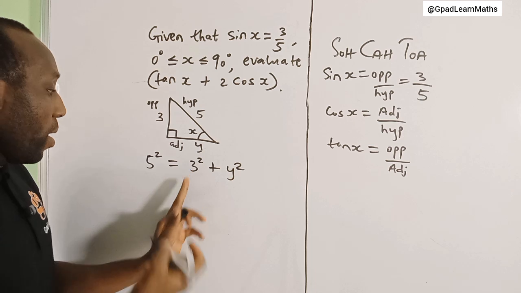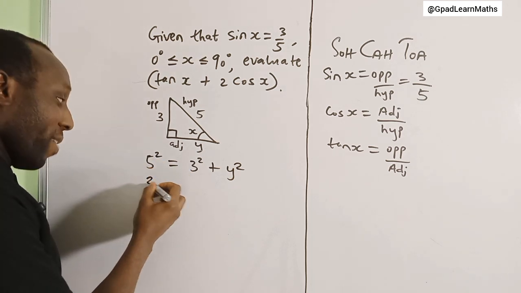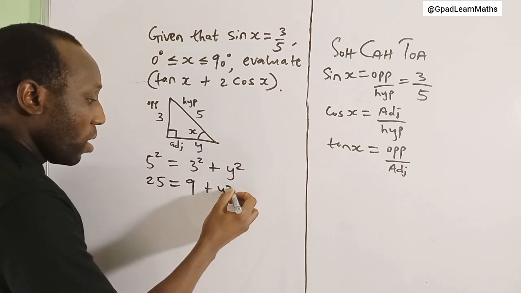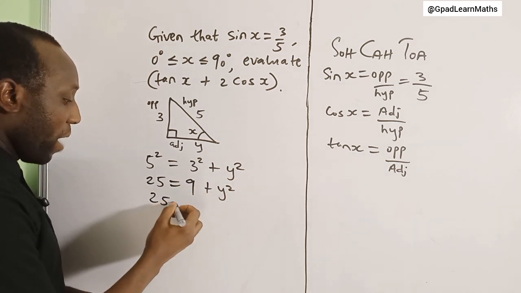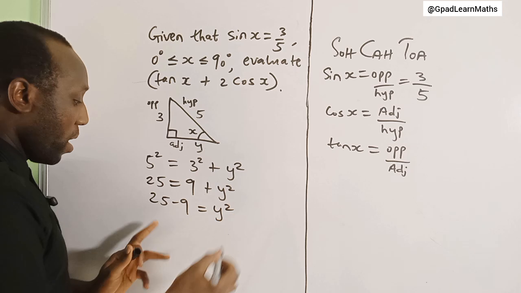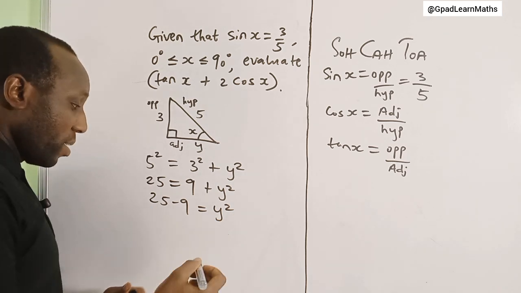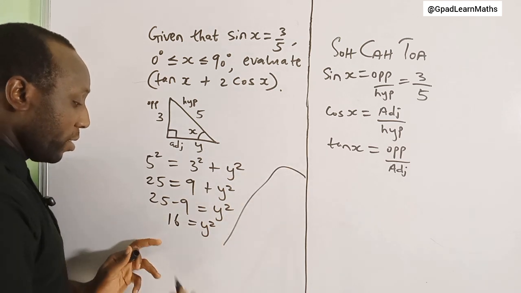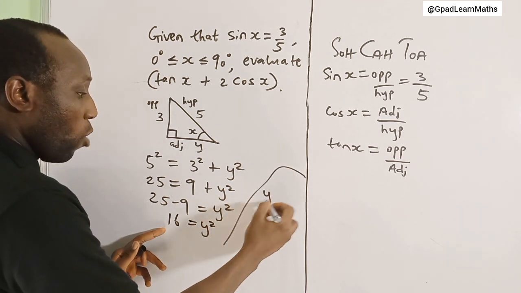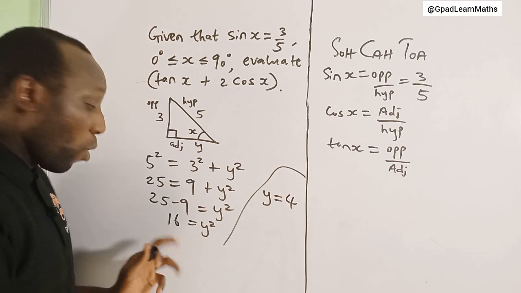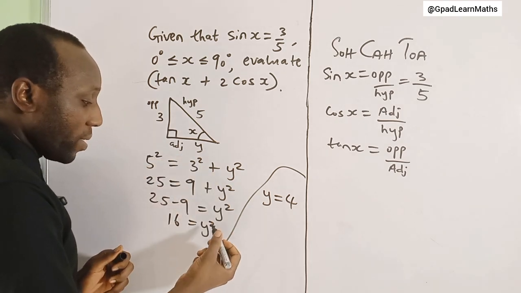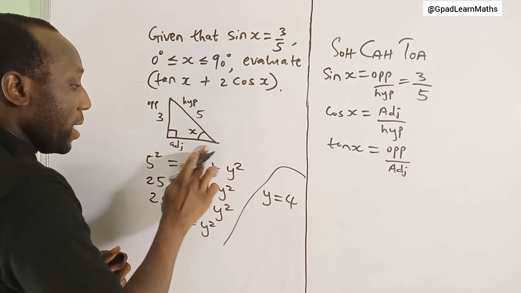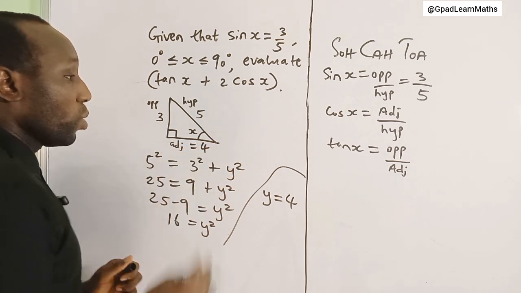So let's get y. What is 5 squared? That's 25, is equal to 3 squared, which is what? 9. So write 9 here plus y squared. Move 9 over, that will be 25 minus 9 is equal to y squared. 25 minus 9 is what? 16. And if you square root both sides, your y will be equal to what? 4, because 4 times 4 is 16. Applying square root to both sides, we get rid of the squared and your y is 4. So this y here is 4. Let me just put 4 here. Adjacent is equal to 4.